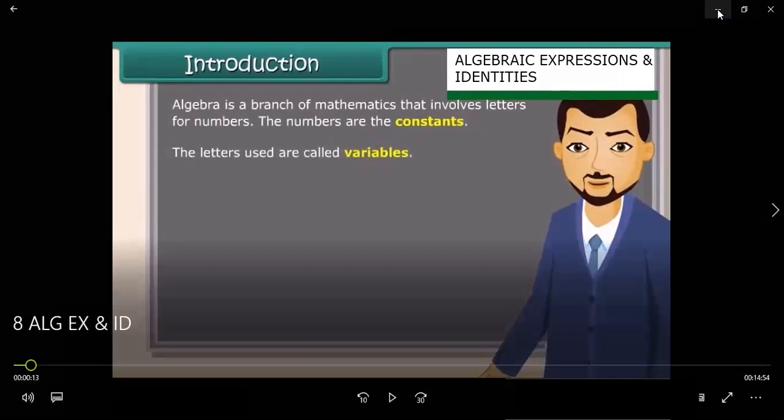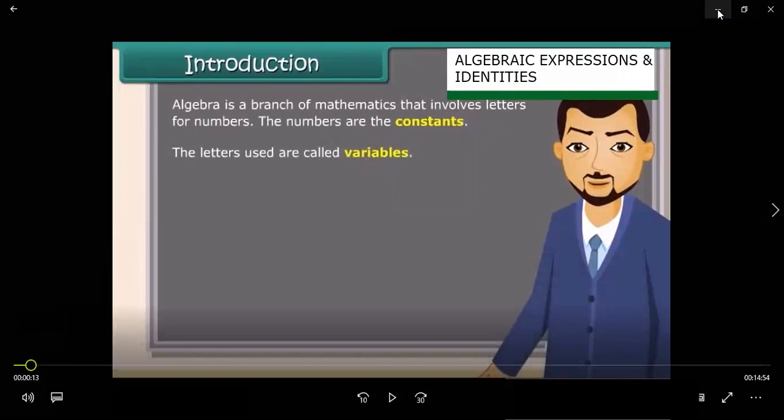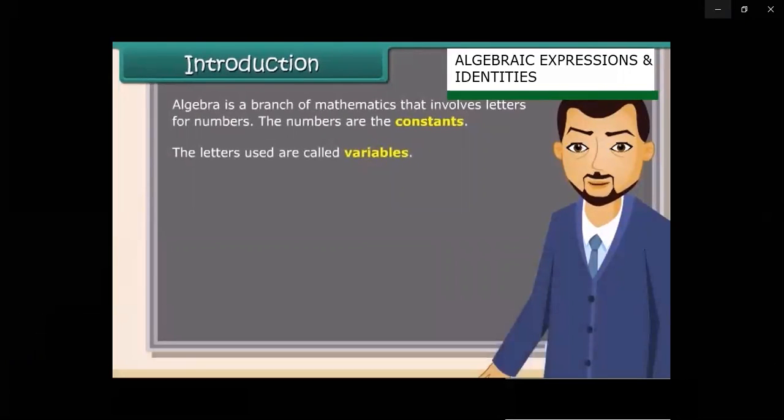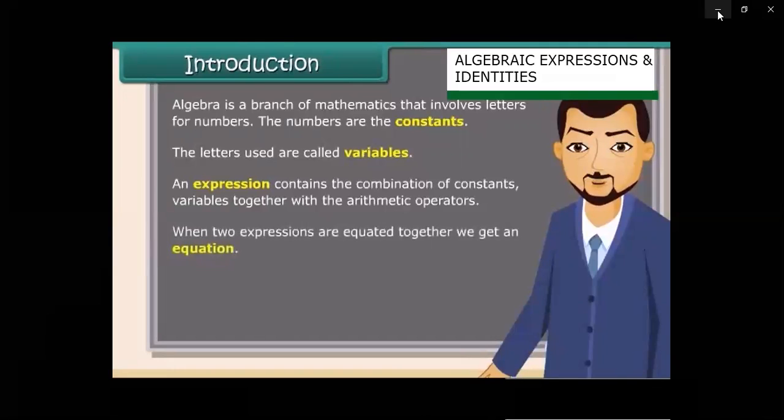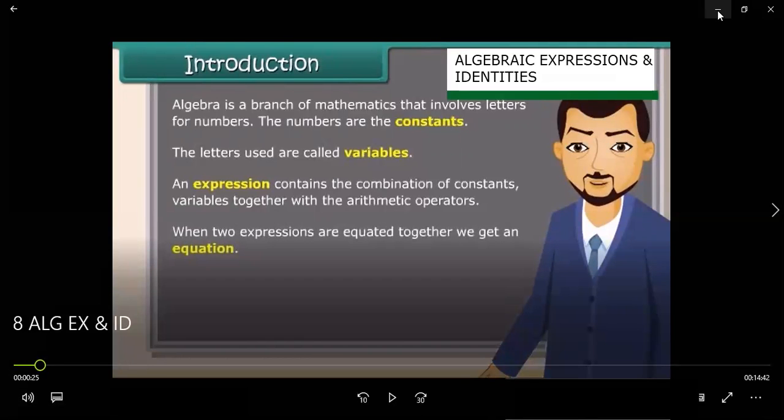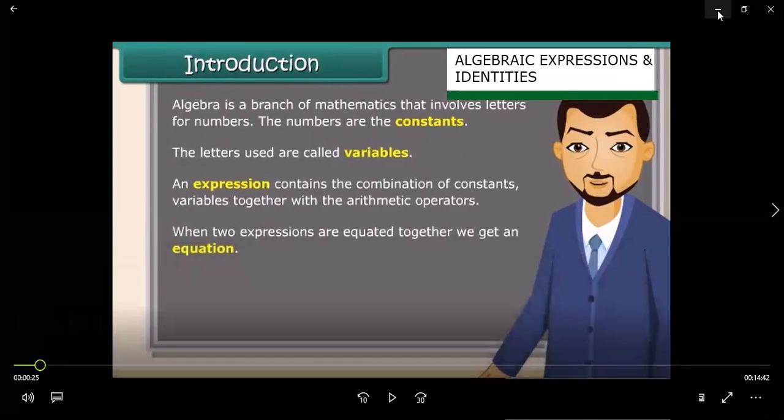So what is algebra? Algebra is a branch of mathematics that involves letters for numbers, right? And the numbers are the constants. Next is variables. The letters used are called variables. Then let's move to expression. An expression contains the combination of constants and variables together with the help of arithmetic operators. We are using the fundamental operators of addition, subtraction, multiplication, and division.